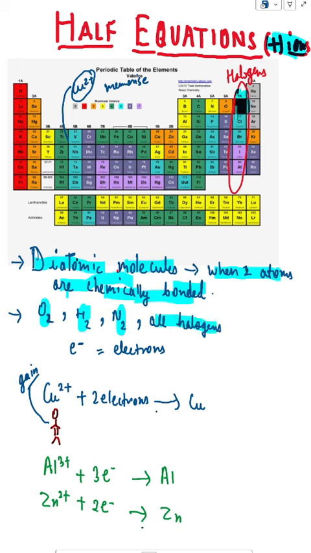Now, where do we find halogens? In group 7. So if you have fluorine, chlorine, bromine, iodine, all are diatomic. Apart from that, just memorize O2, H2, and N2.